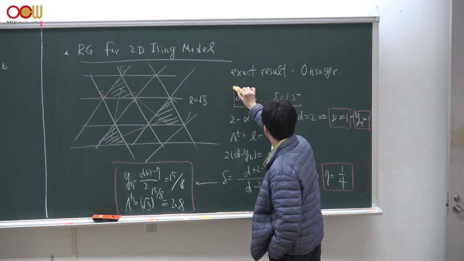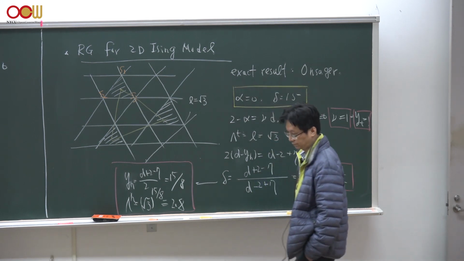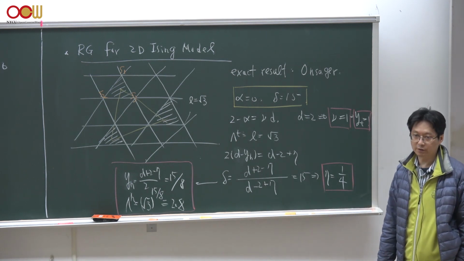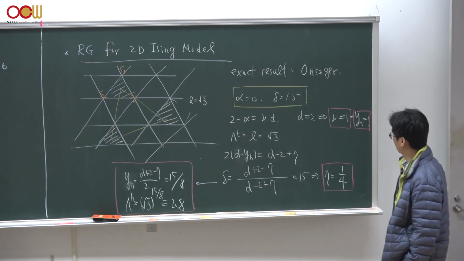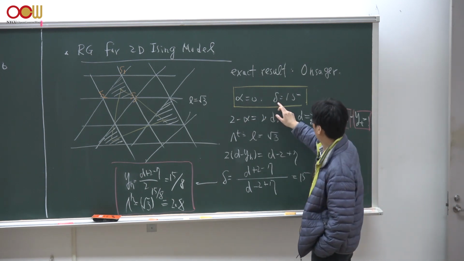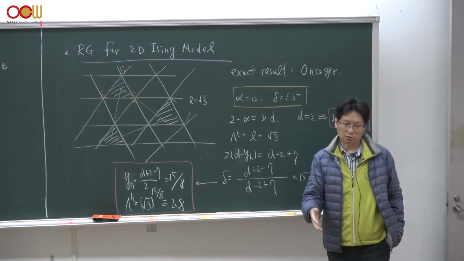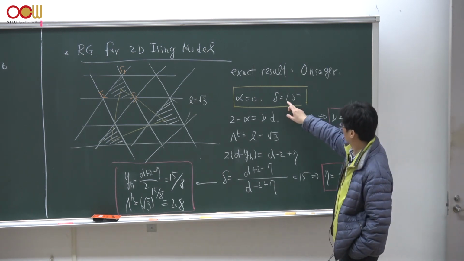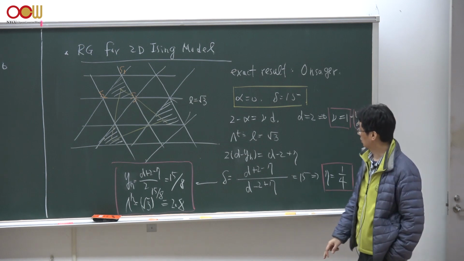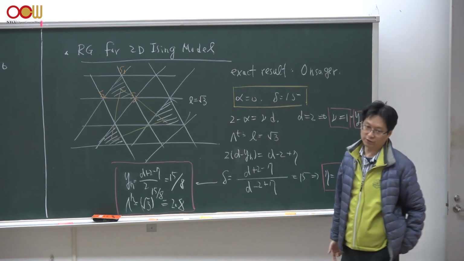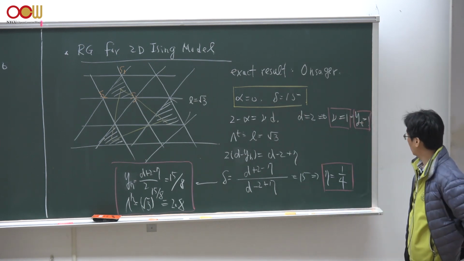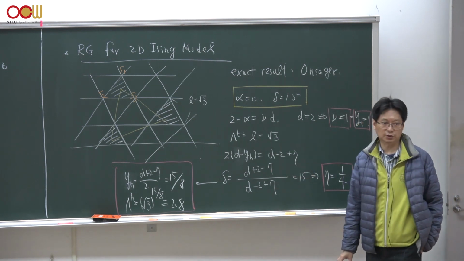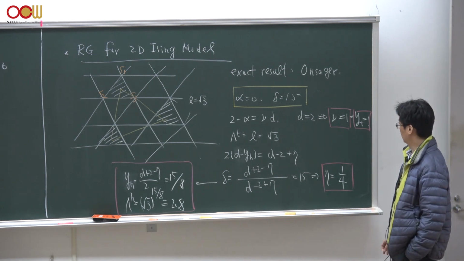The main results of the Onsager solution are the following. There's alpha, the exponent which describes the singular behavior of the specific heat coefficient, and alpha is actually 0. And there's delta, which describes the magnetization as a function of field, and it's actually 15. So this comes from Onsager's exact results, and we can take these results and fix all the other exponents by the scaling relations that we derived previously.